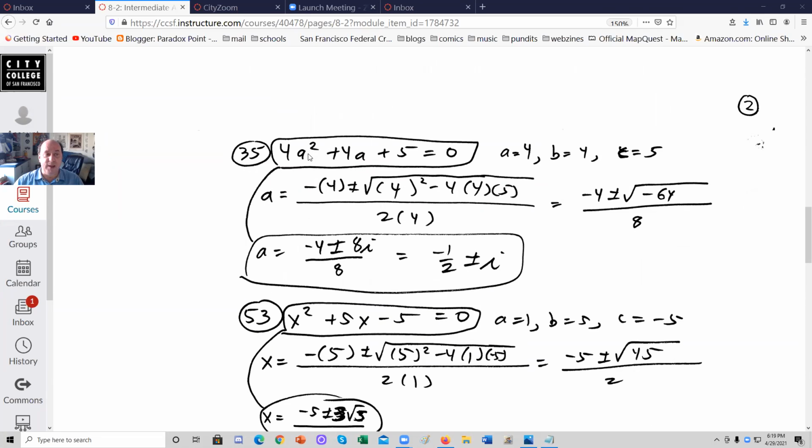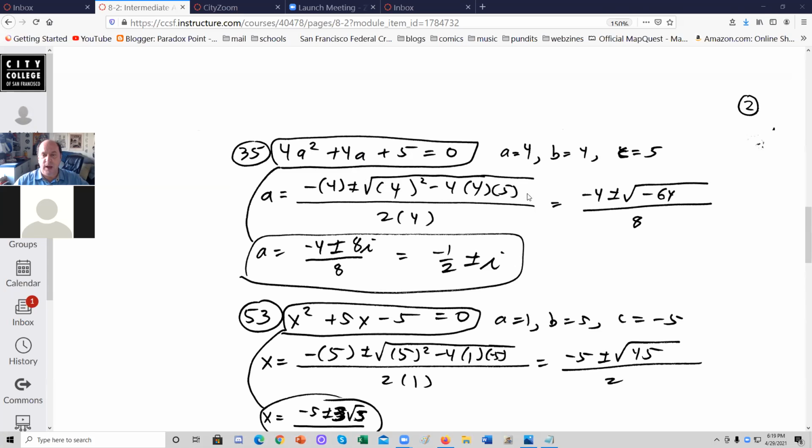This will be an imaginary root. 4a squared plus 4a plus 5 is 0. a is 4, b is 4, c is 5. All right, so minus b, minus 4, plus or minus root of b squared, 4 squared, minus 4 times a times c, 4 times 4 times 5, all over twice a, twice 4.